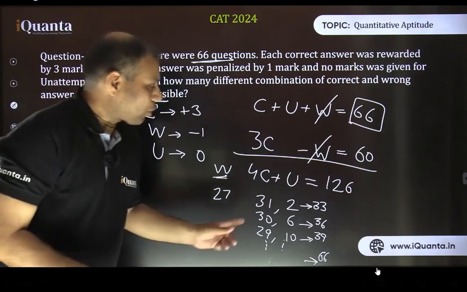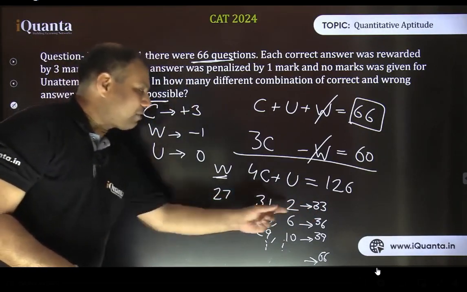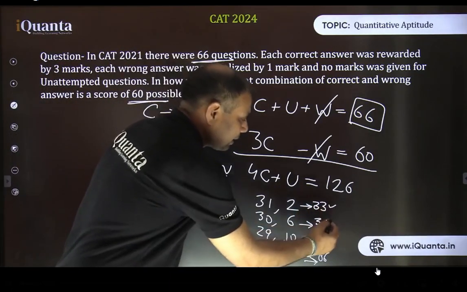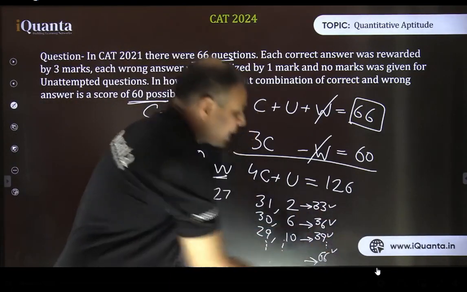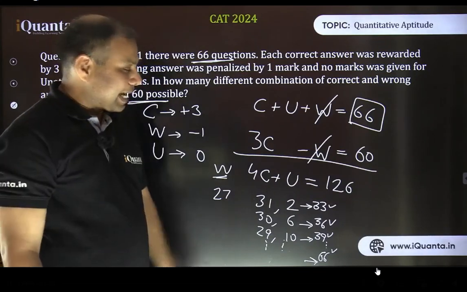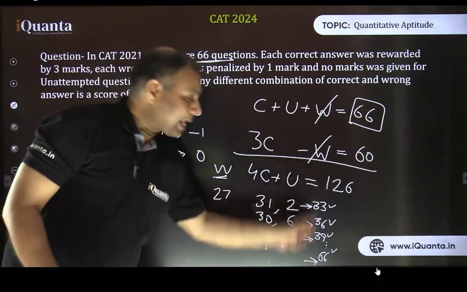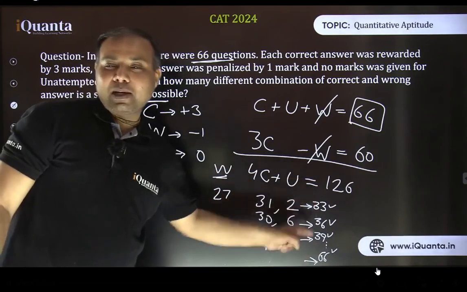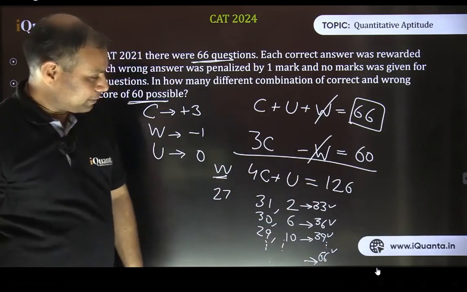According to this, our number of wrong answers will also keep on changing. There's no problem. So basically we just need to count 33, 36, 39 up to 66. How many terms are there in this pattern? That is the only question. Okay, this is an AP. What is the number of terms of this AP? The first term is known to you, the last term is known to you, the common difference is also there. Can you figure it out fast, please?